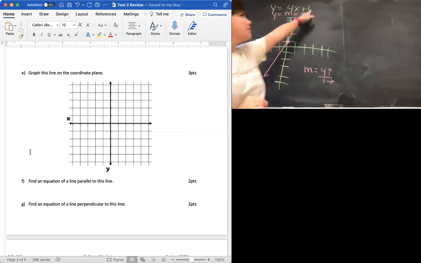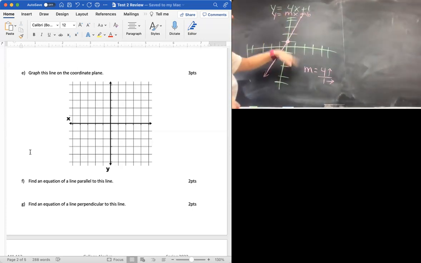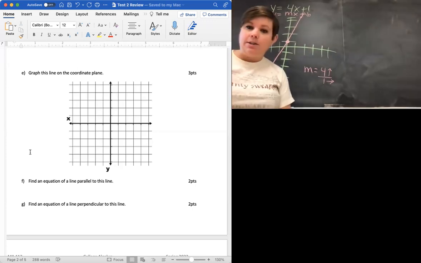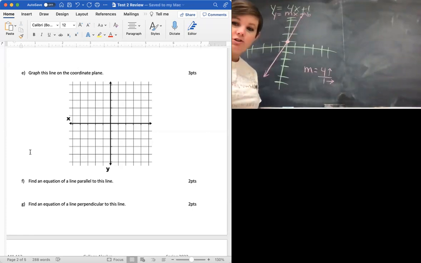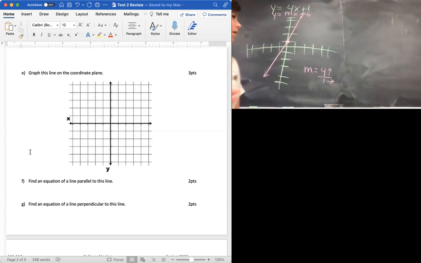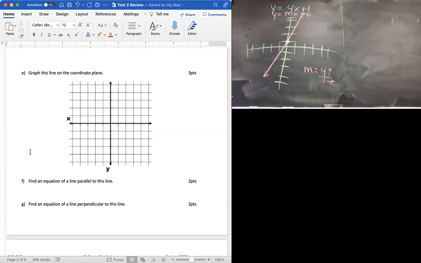I used my y-intercept, and then I used my slope to plot my next point. If you don't like that method, you can always use your table method where you make an x column, you have your function column, and then you have your y column, and you can do that as well. I do not care how you graph it. I care that you include points and that you do graph it correctly.